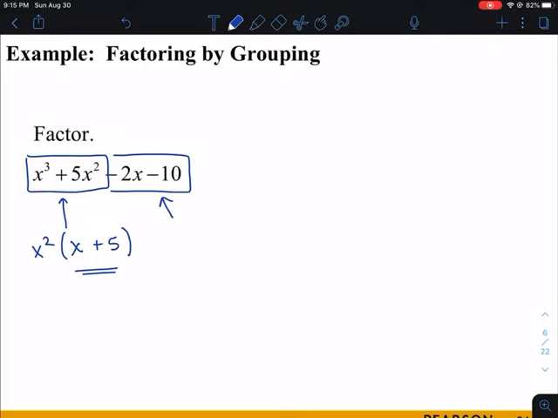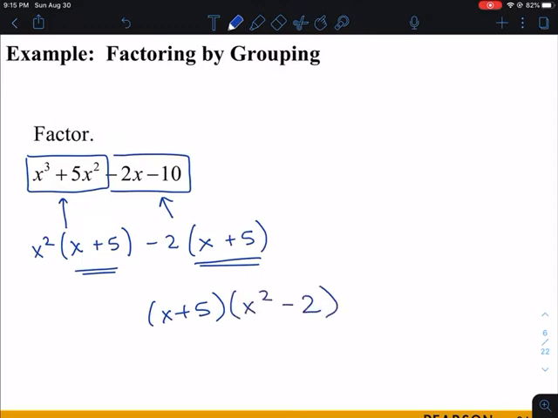Well, a minus 2x and a minus 10 can be made into an x plus 5 with a common factor of negative 2. So if I factor out a minus 2, a negative 2 times x would give us that minus 2x, and a negative 2 times a positive 5 would give us that minus 10. So now we have that common factor of an x plus 5, and whatever's left over when I take those out is an x squared and a minus 2.